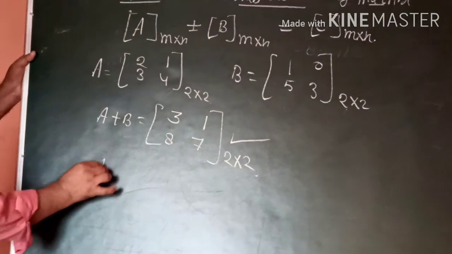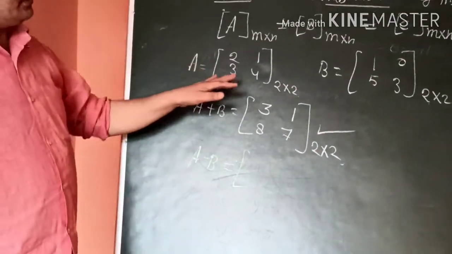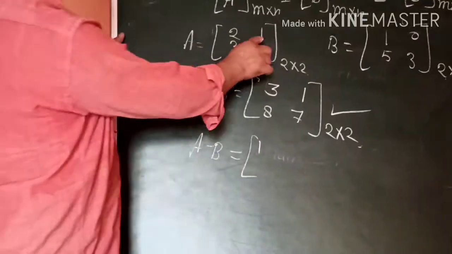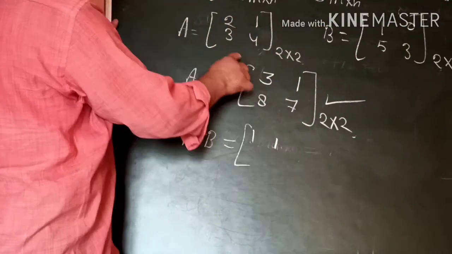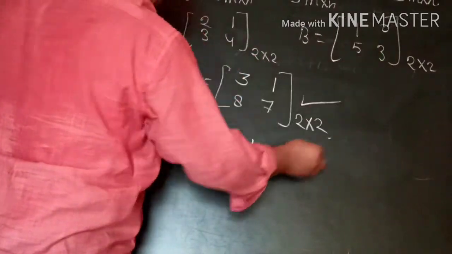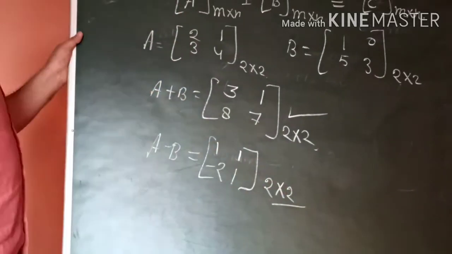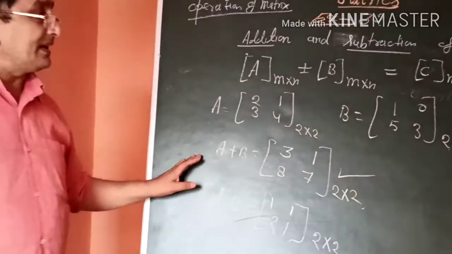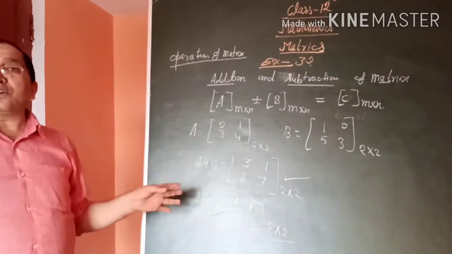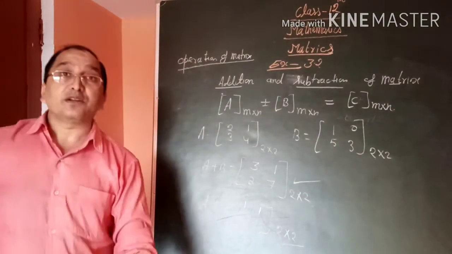Suppose A minus B is there and we want to subtract matrix B from A. 2 minus 1, 1 will come. 1 minus 0, 1 will come. 3 minus 5, minus 2 will come. 4 minus 3, 1 will come, and its order will also be the same. This is for the 2 cross 2 matrix. Addition and subtraction of matrices is possible only when the order of both matrices is the same. Then we can add or subtract the matrices.